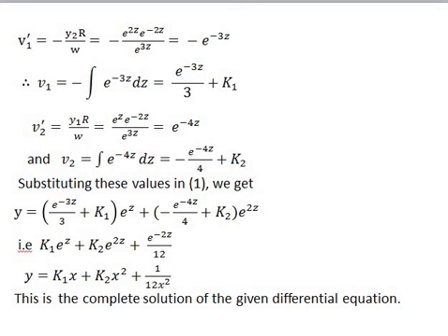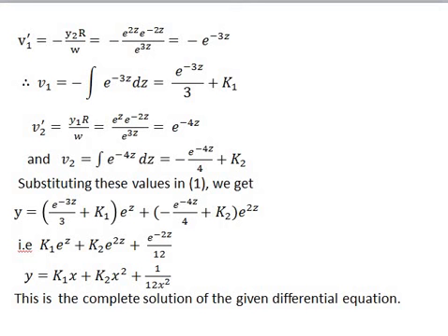v1 dash is equal to minus y2 r divided by W. So minus, here y2 is e power 2z, r is e to the power of minus 2z, divided by W, e to the power of 3z, is equal to, in the numerator e to the power of 0 is 1, 1 divided by e power 3z is e to the power of minus 3z. Therefore v1 is equal to minus of integration of e power minus 3z dz, is e to the power of minus 3z divided by minus 3. So minus into minus is plus, 3 divided, plus k1.